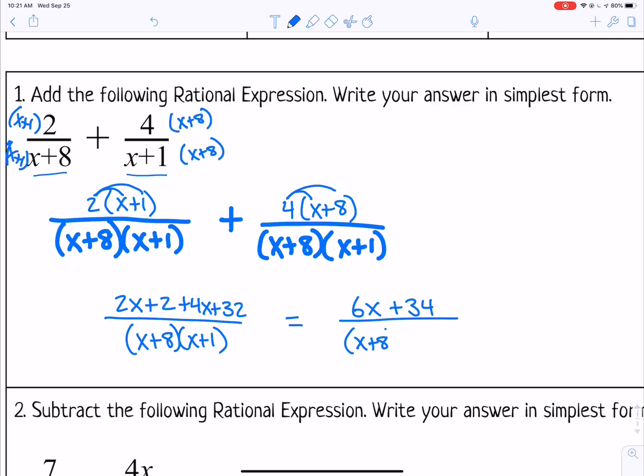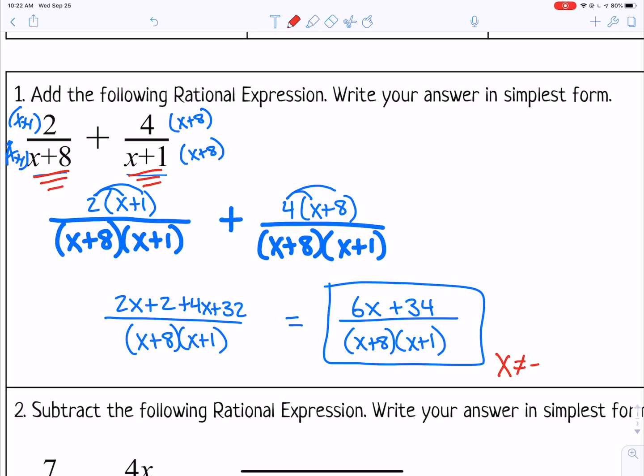Then bring over that common denominator, but you do not need to multiply them together or change anything about that denominator. If you're asked about the restricted values, it would still be where your denominator would equal 0, which would be at -8 and -1. So x cannot be -8 or -1.